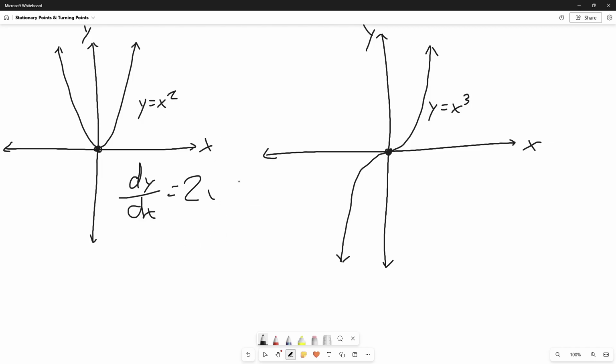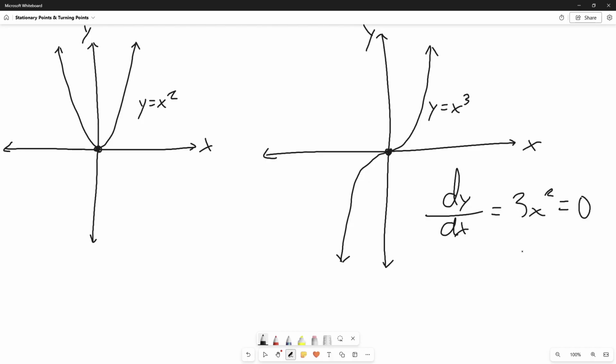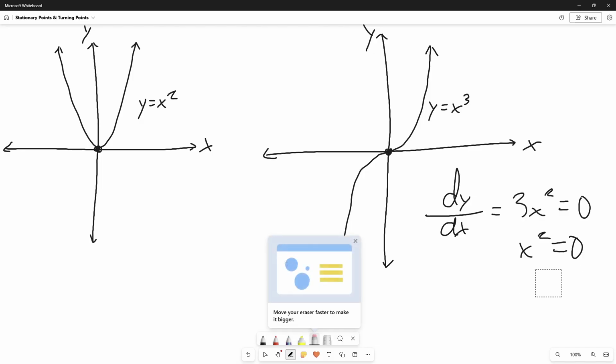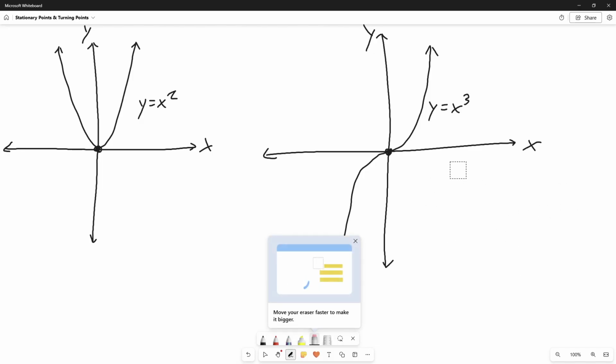And then you can do the same thing for y equals x cubed. Take the derivative, which is dy over dx, which is 3x squared, set it equal to 0. x squared equals 0, which means x equals 0. Again, that matches up with what we have on the graph. And if the question asks you to find the coordinates, you plug in 0 into your x cubed, and then find the y value, which is 0. So yeah, your turning points are also always going to be your local minimum or maximum points, or your extrema.